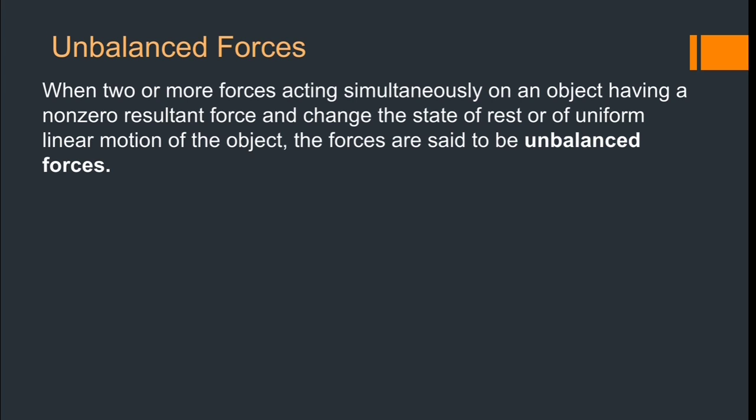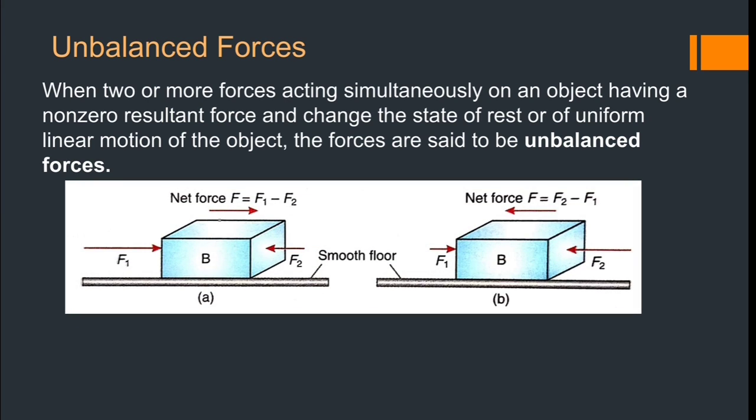It means we can say that if a number of forces are acting on an object, then these forces are said to be unbalanced if the resultant of these forces is not zero, and this resultant force can change the state of rest or of uniform linear motion of the object. For example, as you can see, there are two figures. So let us observe figure A.